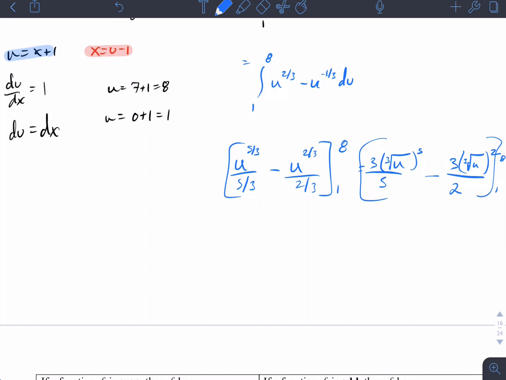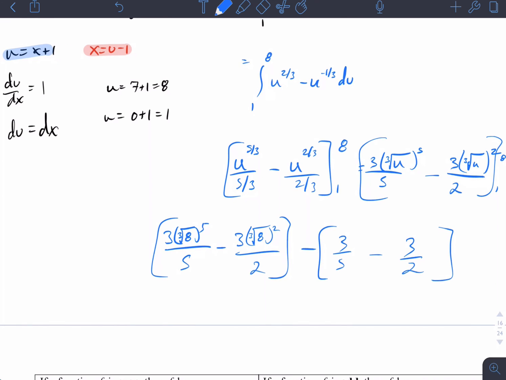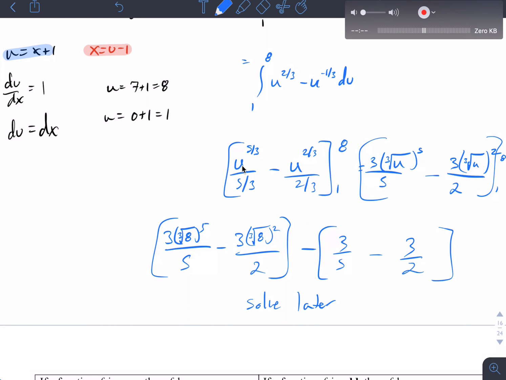So again, I'll let you guys plug that in. I'll plug them in just to get them started. So it's going to be 3, and then the cube root of 8 to the 5th power over 5 minus 3 cube root of 8 squared over 2 minus, and then now we're going to plug in 1, so it's going to be essentially 3/5 minus 3/2, and then solve later. Okay, so here I'm going to see if I have a calculator. Great. I think the cube root of 8 is 2, so these numbers aren't so bad to calculate.